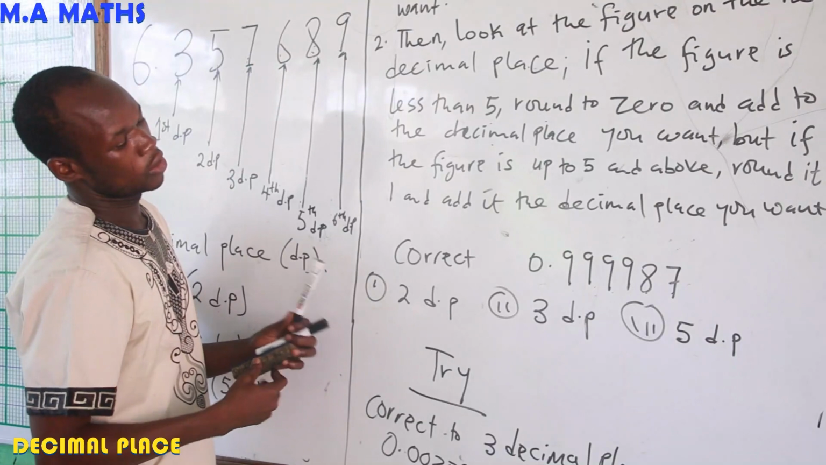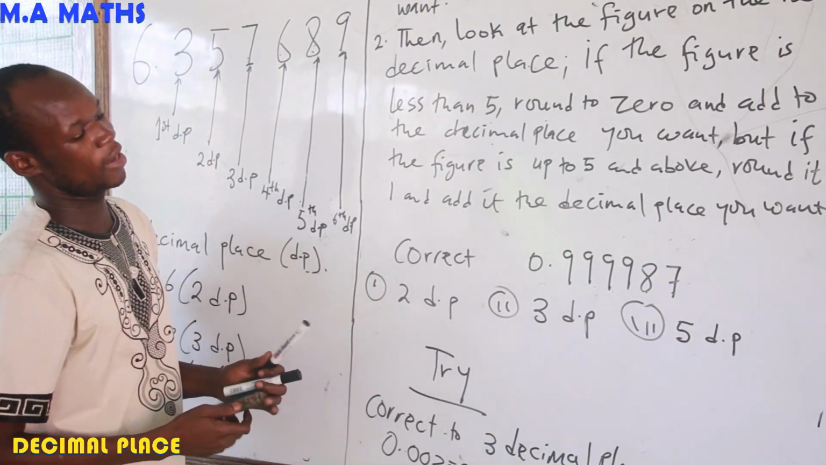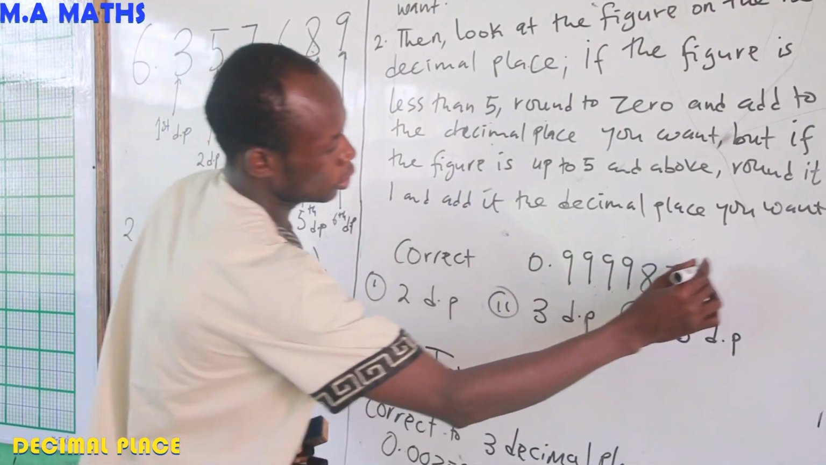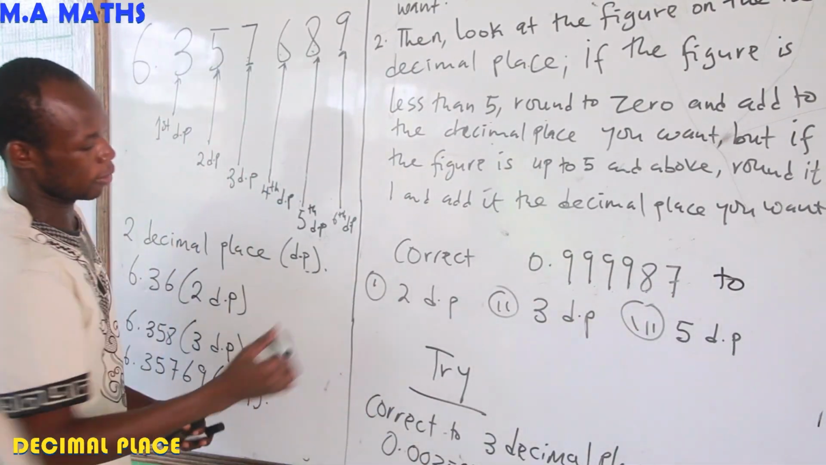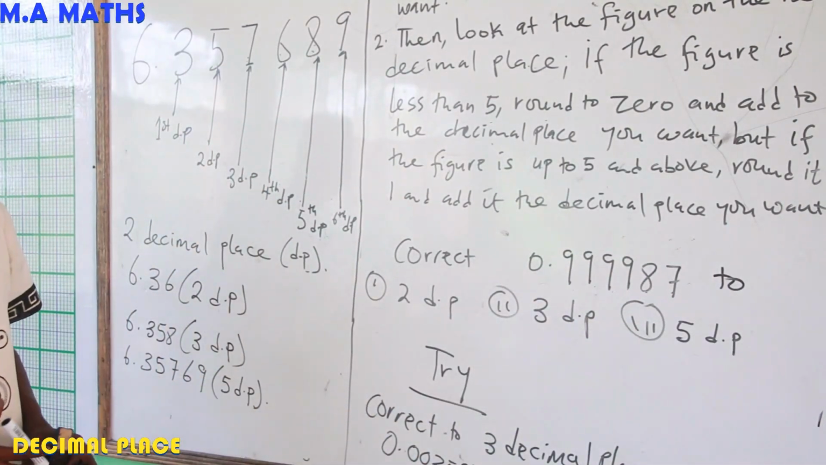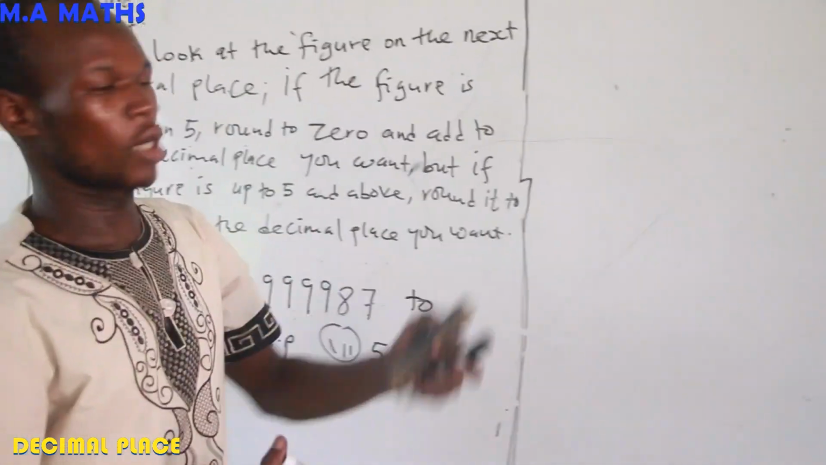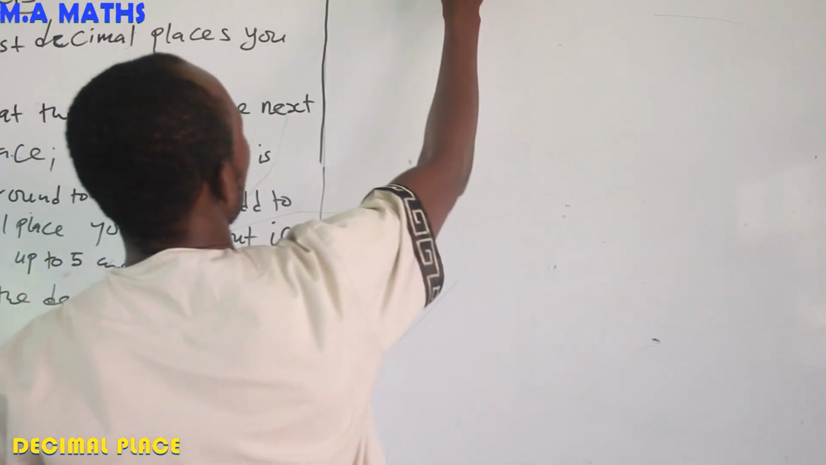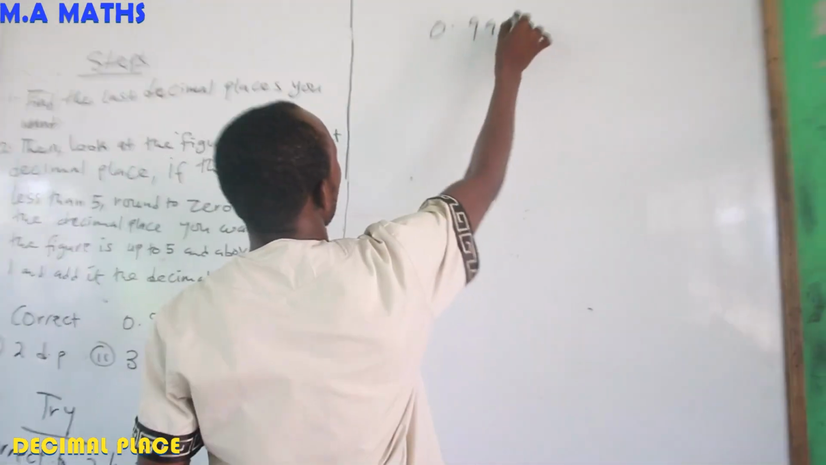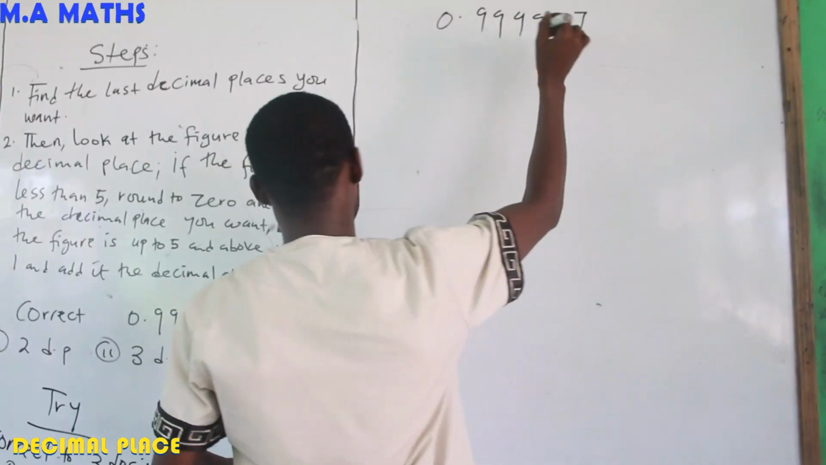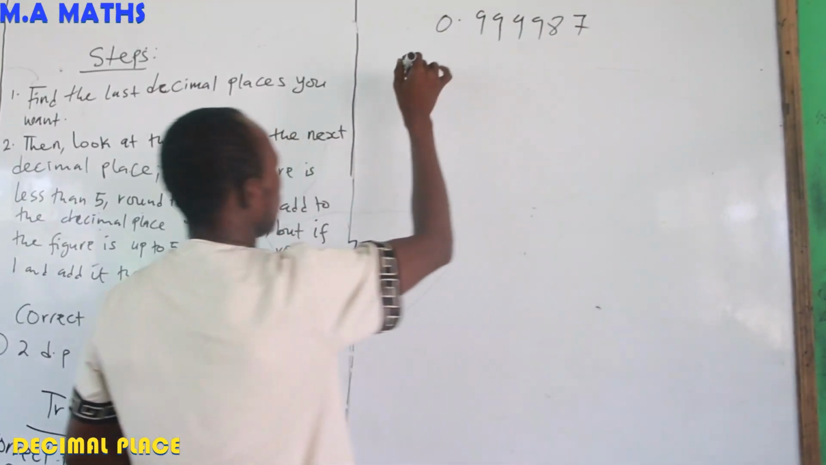We correct 0.999872. First of all, we look at it. We want to correct 0.99987 to 2 decimal places.